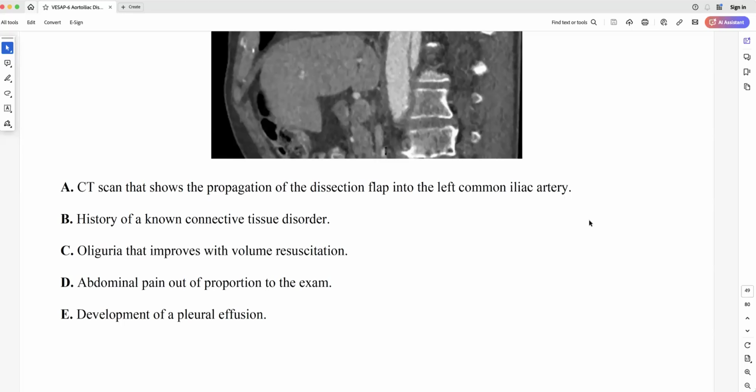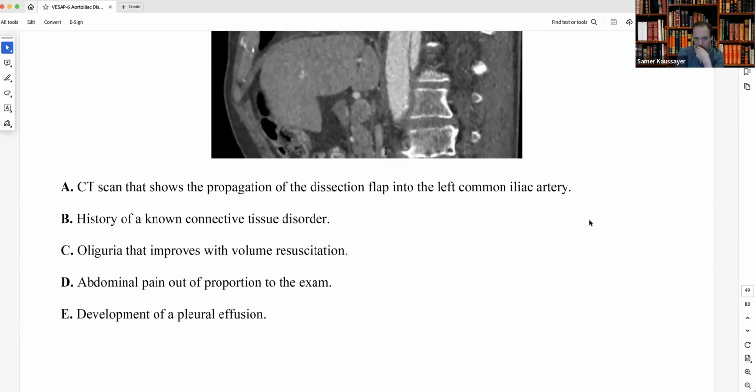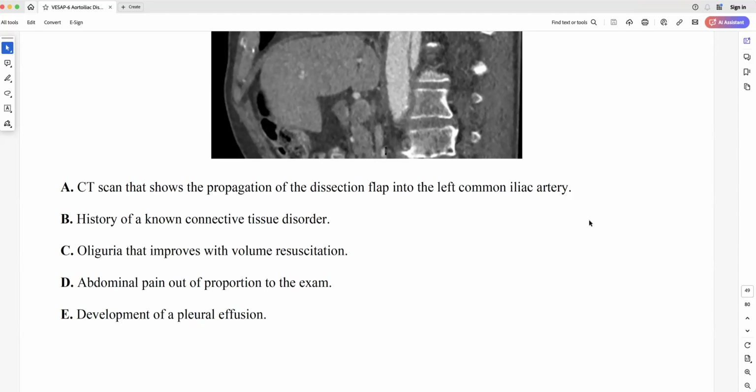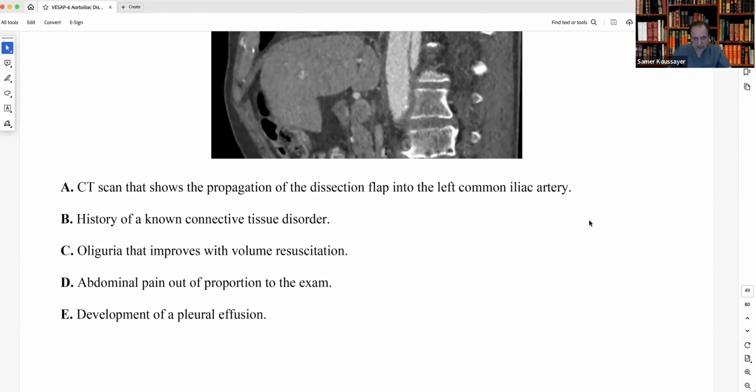D, abdominal pain out of proportion to the exam. Okay, this is a picture of bowel ischemia. Correct. Last one. Develop pleural effusion. Is that an indication? No. No, because it's not blood. If it's blood, the pleural effusion, yes, it ruptured.